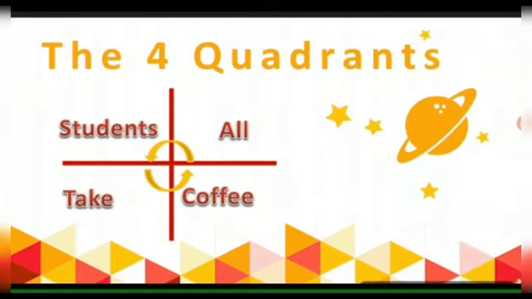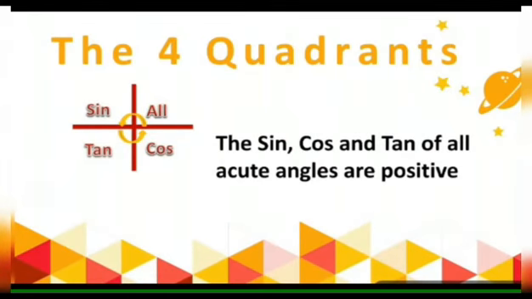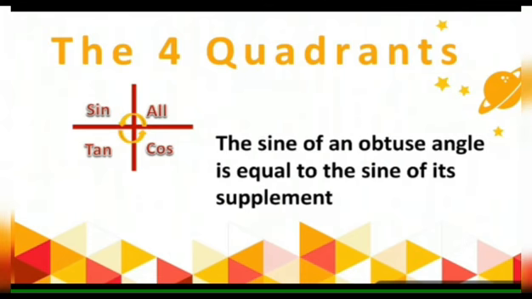This leads us to yet another cheat code. All Students Take Coffee, which is ordered in the number of quadrants. It is useful in reminding us which angles are positive in which quadrants, as it is ordered quadrant 1 to quadrant 4. Students stands for sine, Take stands for tan, and Coffee stands for cos, while All represents all as it is. So to drill it in, the sine, cos, and tan of all acute angles are positive.